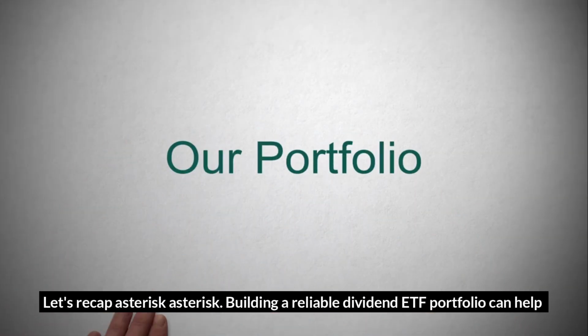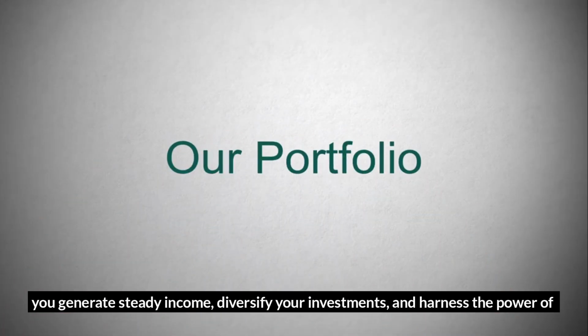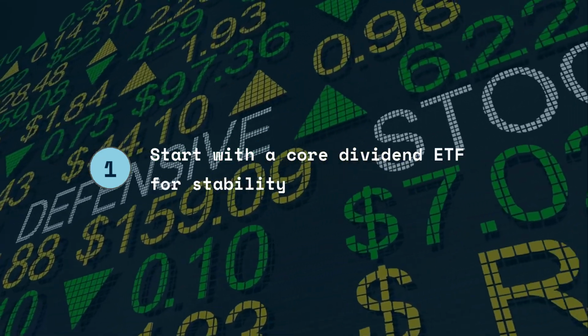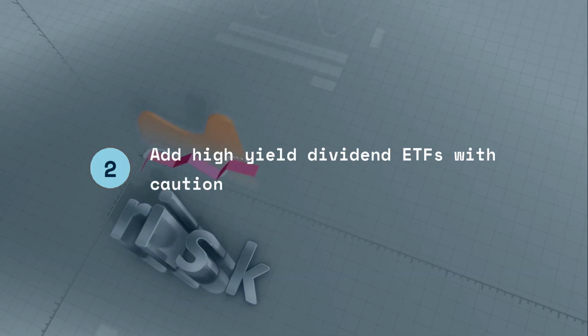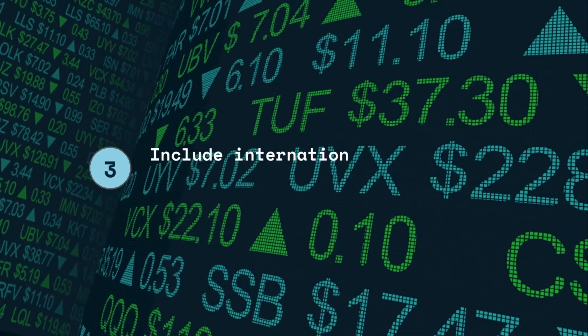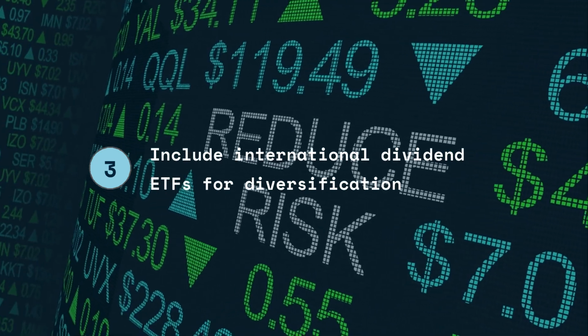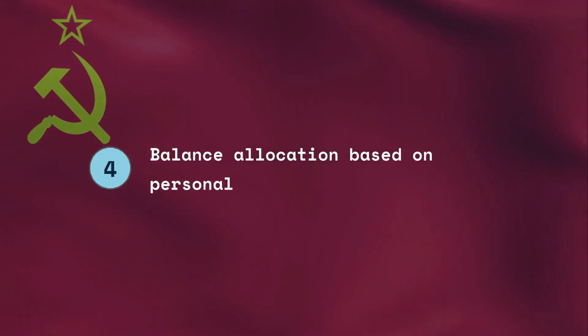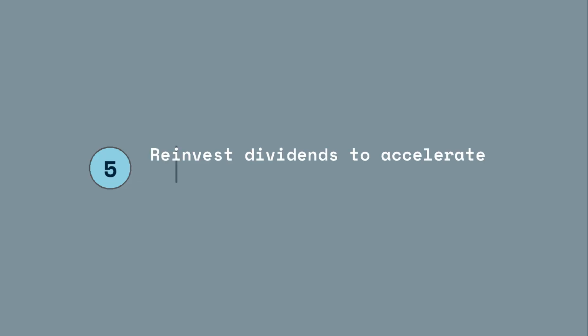Let's recap. Building a reliable dividend ETF portfolio can help you generate steady income, diversify your investments, and harness the power of compounding. The key steps are: 1. Start with a core dividend ETF for stability. 2. Add high-yield dividend ETFs for more income, but watch for risk. 3. Include international dividend ETFs for broader diversification. 4. Balance your allocation based on your personal goals. 5. Reinvest dividends to grow your portfolio faster. 6. Check in and rebalance as needed. By following these steps, you create a solid foundation for long-term passive income without the stress of picking individual stocks.